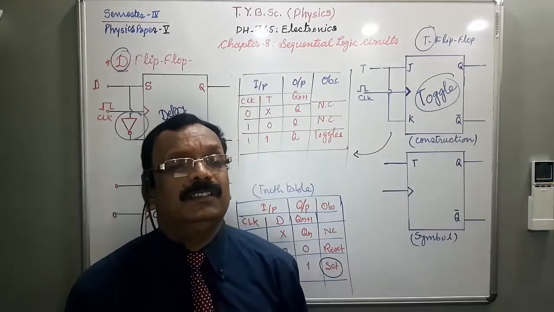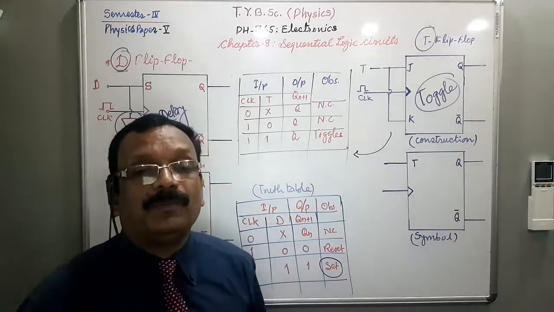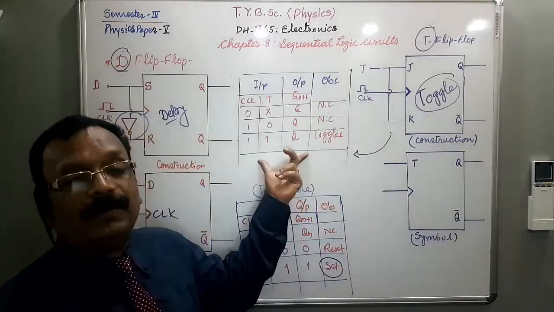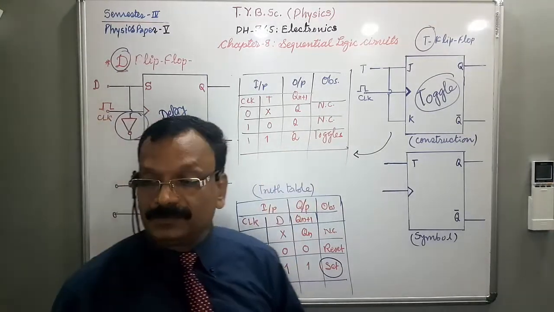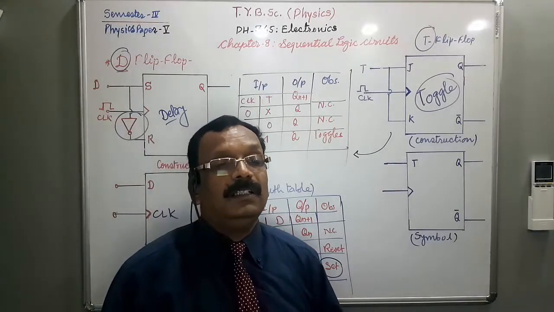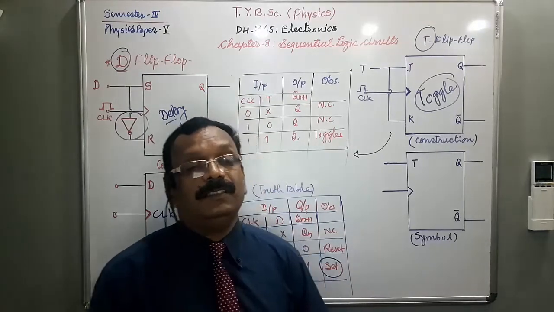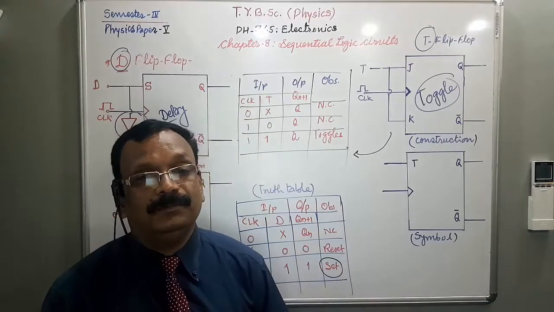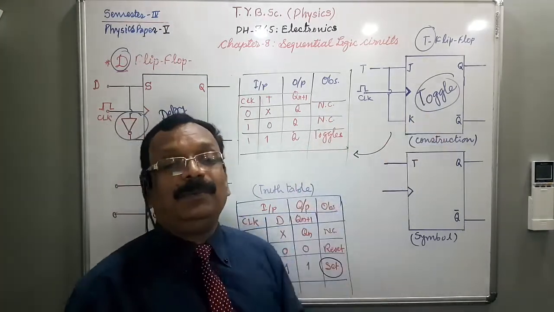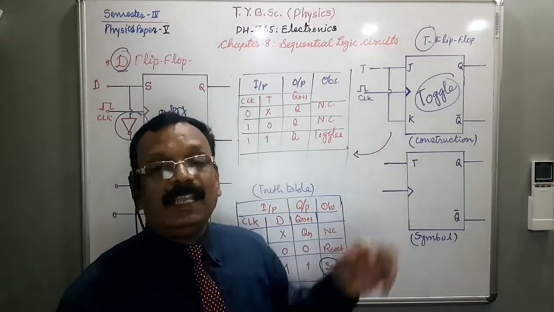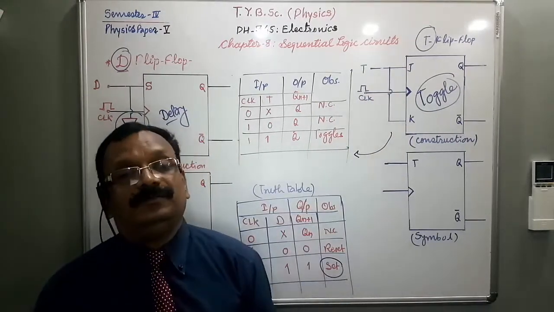Okay. And this is the symbol of T flip-flop, and this is the truth table. Okay. Now, we are going to see the working. The working is similar to the working of JK flip-flop, but there is a but. The working is similar to JK flip-flop, but J and K will be the same as they are shorted.